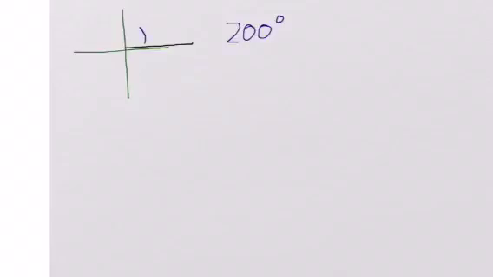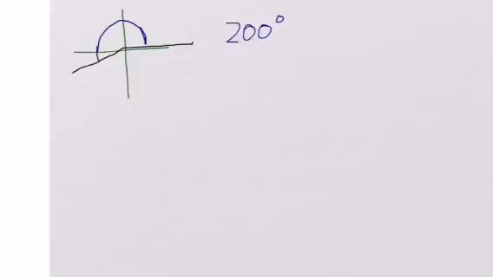So if I go up, the y-axis is going to be 90 degrees. Going around, the negative x-axis is going to be positive 180 degrees. So I go another 20 degrees beyond that. And I can draw a line there. That would give me an angle of 200 degrees.